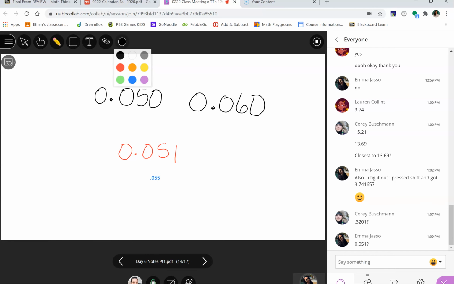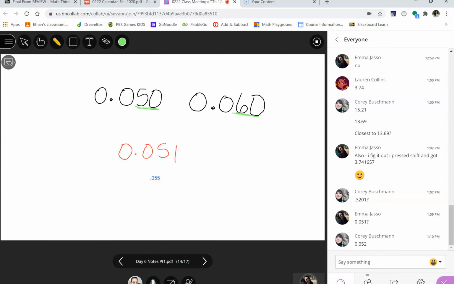And then you're just trying to think of a number between 50 and 60. See how that helps you think about it a little bit? Is 51 between them? Yep. Is 55 between them? Yes. Is 52, like Corey just suggested in the chat? Yes. So there'll be lots of right answers that my math lab will accept.